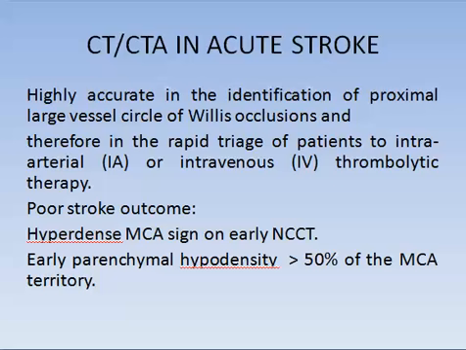A hyperdense middle cerebral artery on early non-contrast CT scan is an indication of poor outcome. Early parenchymal hypodensity of more than 50% of the territory again denotes poor outcome. CTA will be important in triaging patients to intra-arterial or intravenous therapy.